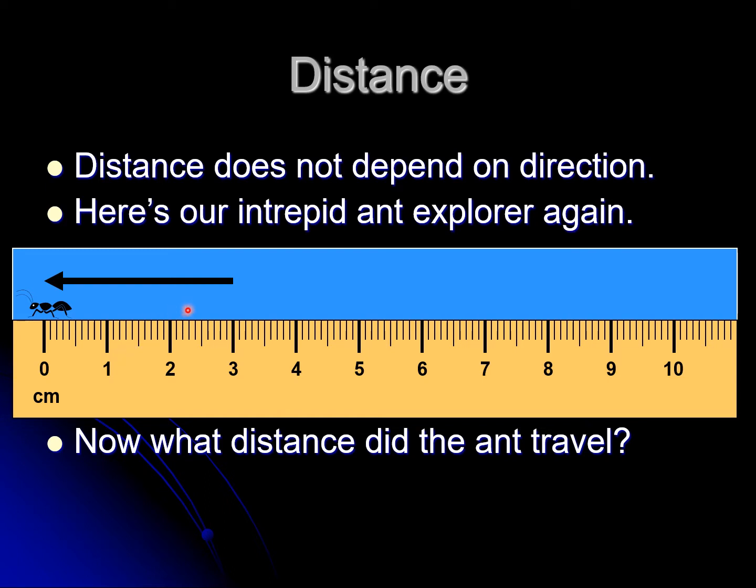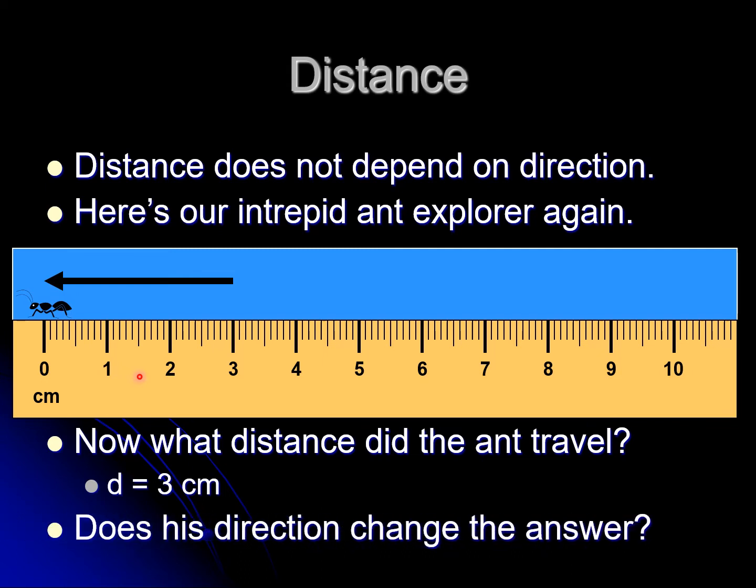As you can see, the ant moved from 3 to 0. That means the ant moved 3 centimeters, but you don't have to include the direction. Does this direction change the answer? Actually, no. Even if you start from 0 going here, that's still 3. Even if you go back to 0, that is still 3. That is all about distance.